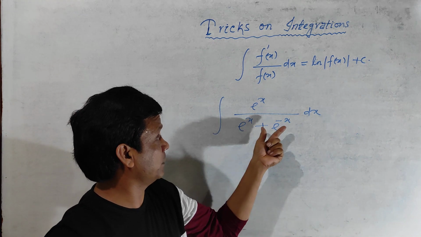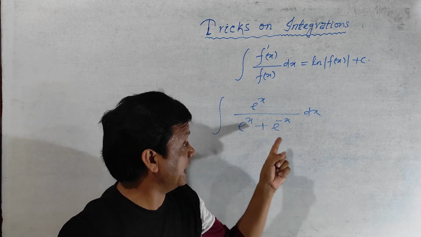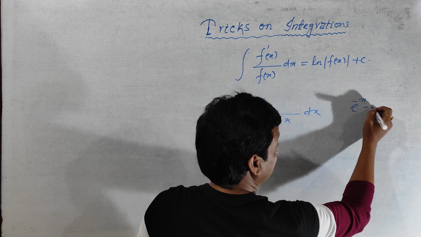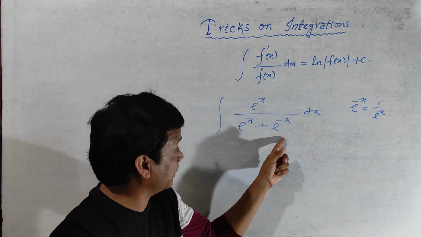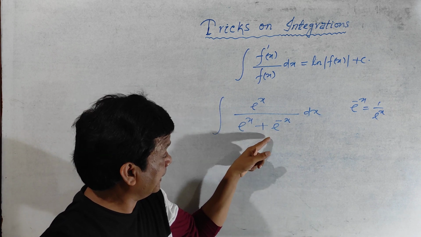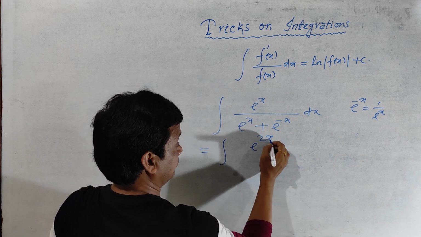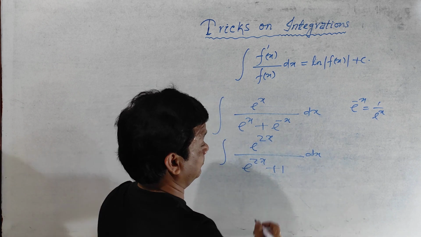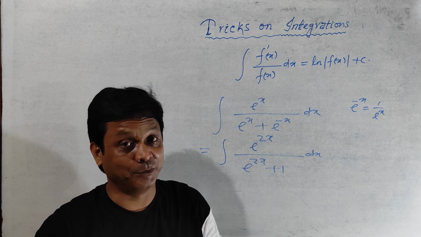E to the x by e to the x plus e to the minus x into dx. Simply write e to the minus x equal to 1 by e to the x. E to the power minus x can be written as 1 by e to the power x. Then take the LCM. After taking the LCM, take the denominator to the numerator. So it will become e to the power 2x divided by e to the 2x plus 1 into dx. Clear? I am not omitting these steps.